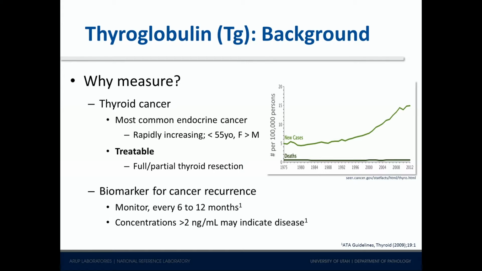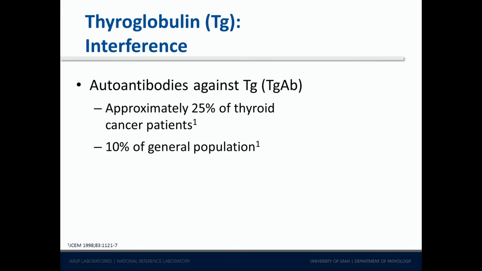So therefore, post-treatment, patients are monitored oftentimes every 6 to 12 months, depends on the guidelines, but concentrations above approximately 2 nanograms per mil may indicate residual or recurrent disease. Again, it depends on the guidelines that are used. Remember, we've mentioned that thyroglobulin is a large protein, has many different epitopes that antibodies can bind to, and so that actually turns into a bit of an issue when we talk about measuring thyroglobulin.